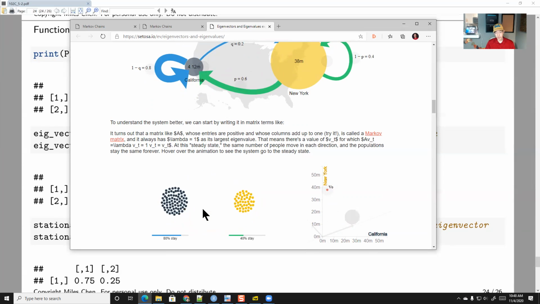So it starts off like this, and eventually we'll reach equilibrium where the same amount goes from California to New York and New York back to California, okay? And this is the stationary distribution. What proportion is here and what proportion is over here? It's going to be around 75%, 25% is going to be here.